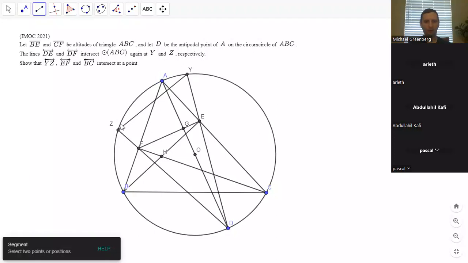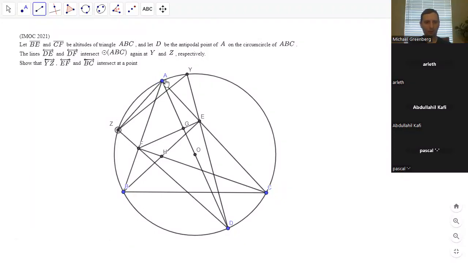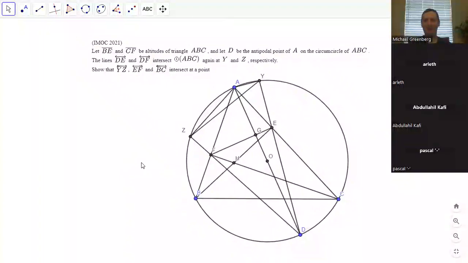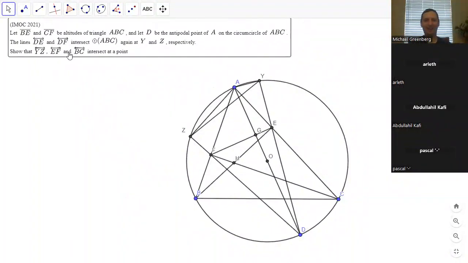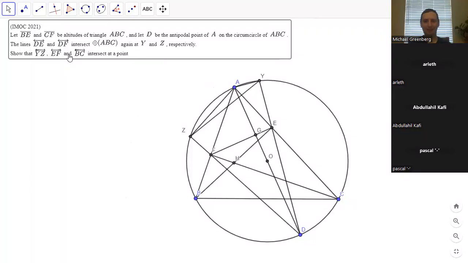Okay, this is interesting. So these are cyclic. So AYEG and AZFG are cyclic. And I think that solves the problem, because if AZFG is cyclic, then DF times DZ equals DG times DA is DE times DY, which means that that's cyclic. Yeah, so this is an easy one. Okay. They're not all that hard. Yeah, some are easy.